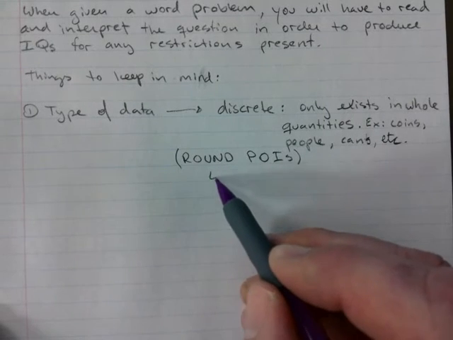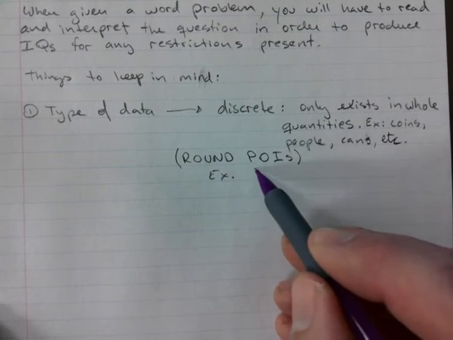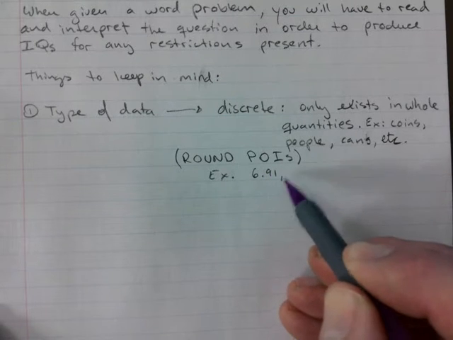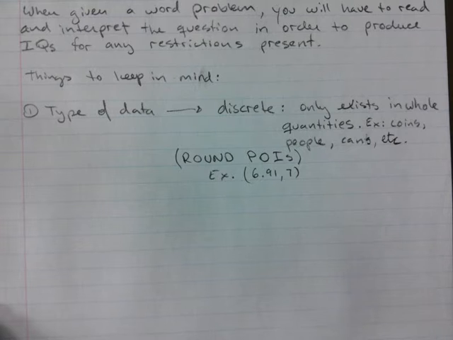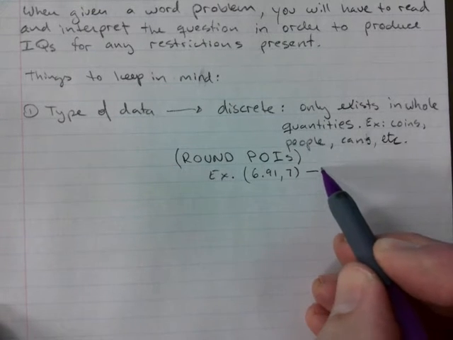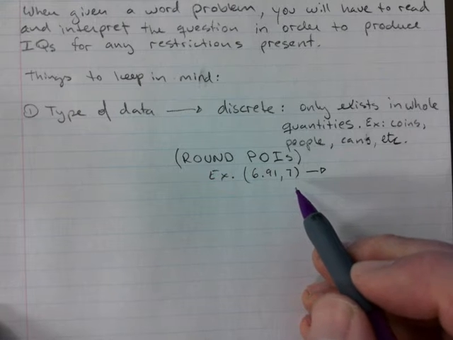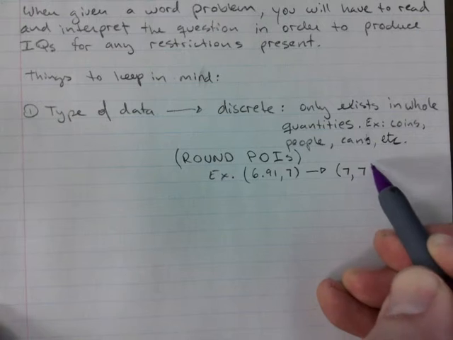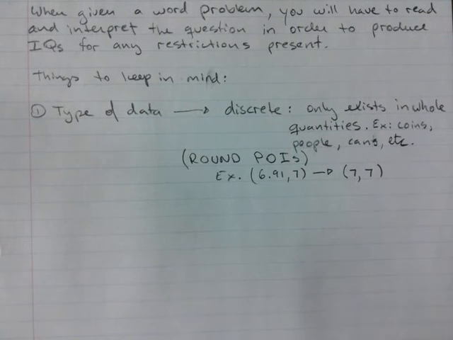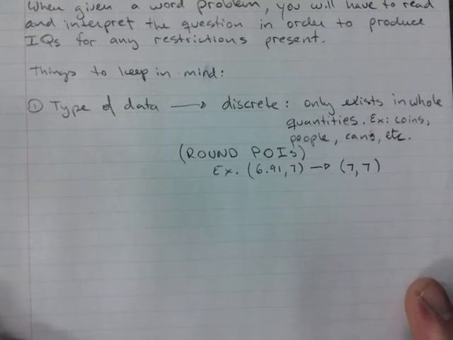So example, if you have 6.917, right? If that is the actual point of intersection you got, you will write it down as is, but then next to it you'll have to round. So this will be 7, right? Because if we're dealing with discrete data, you need to have whole quantities. And you know what? Rounding up or down, you just go by the number. If it's right 0.5 and greater, then you round up. If it's less than that, round down.